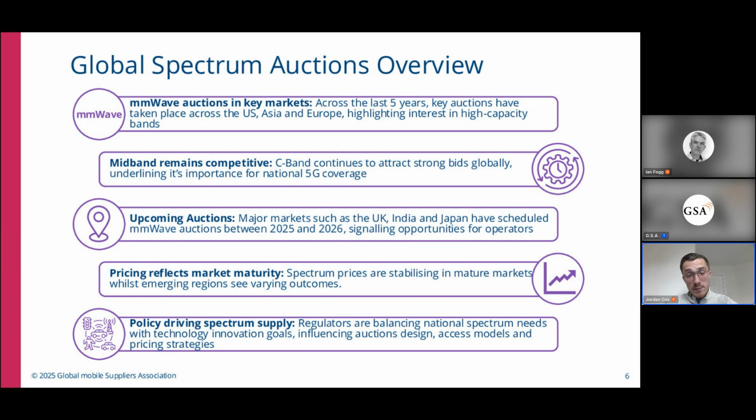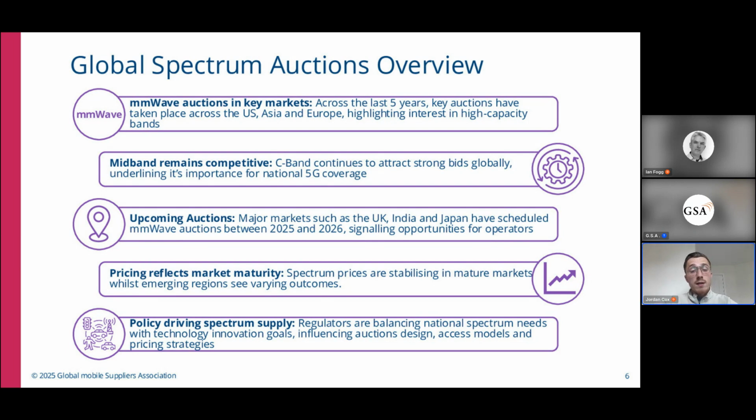And from a pricing perspective, we're observing that spectrum costs are beginning to stabilize in more mature markets, where previous auction cycles have helped shape expectations, but in emerging regions, pricing outcomes do vary widely, often reflecting local demand, regulatory structures, and competitive dynamics.